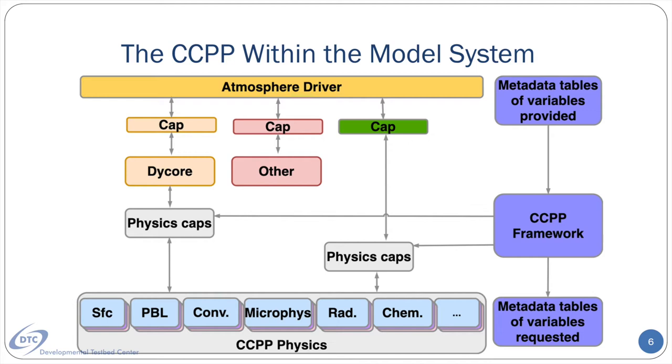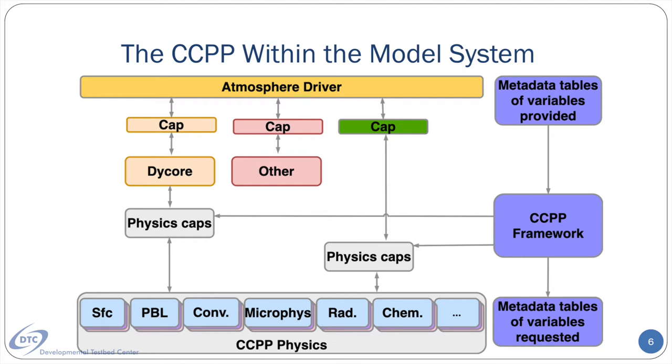One of the keys of the entire CCPP is that each of these physics schemes will have an associated file containing metadata. We'll get into the details of what this metadata looks like in a minute, but in short, it contains information about what variables a physics scheme needs to perform its function and its output. It is a complete description of its data interface in a way that the CCPP framework can understand.